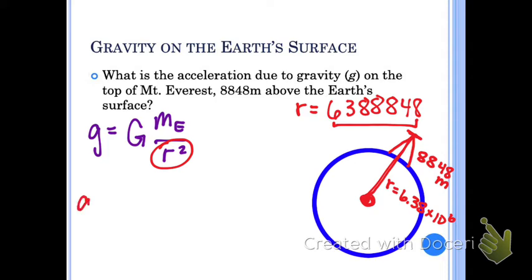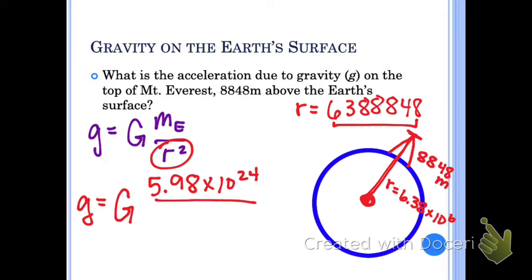Okay, so here we go. Little g, that's what we're solving for. Big G. Tell Willie what big G is. Good. 6.67 times 10 to the negative 11th. We have the mass of the Earth, 5.98 times 10 to the 24th. That's another value that was given. And then the radius we just solved for, 6,388,848. And then, Pat, what do I need to do on the denominator? Square it. I need to square it.